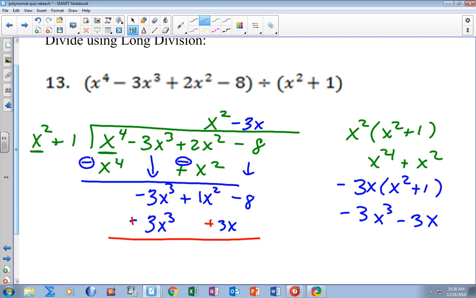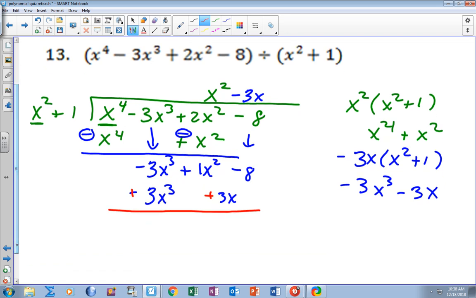And now we're going to go ahead and combine like terms. Negative 3x to the 3rd and 3x to the 3rd is a 0 pair. 1x squared, we bring that down, so it gives me x squared. I have no x term, so I'm going to bring that down, so plus 3x, and then my negative 8. Remember, we combine like terms.